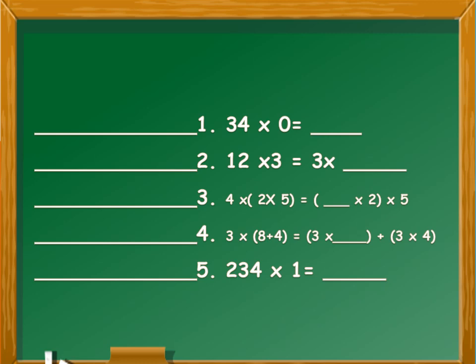This time, let's try to identify the property of multiplication and the missing number in each equation. First, we have 3 times 0 is equal to blank. This equation shows zero property of multiplication. The missing number is 0. Let's try the next one. 12 times 3 is equal to 3 times blank. This equation shows commutative property of multiplication. The missing number is 12.